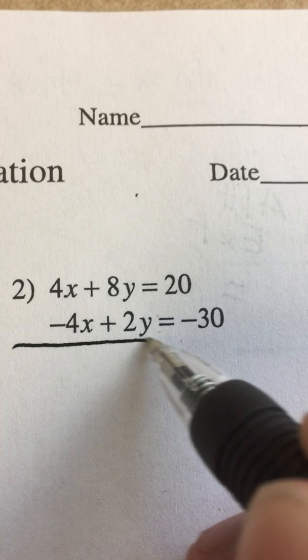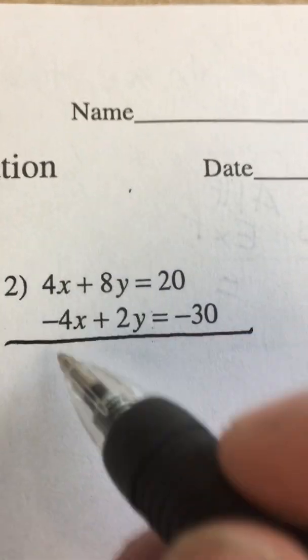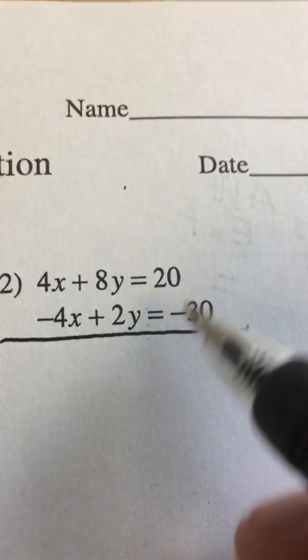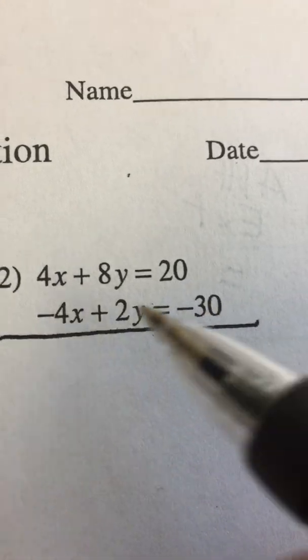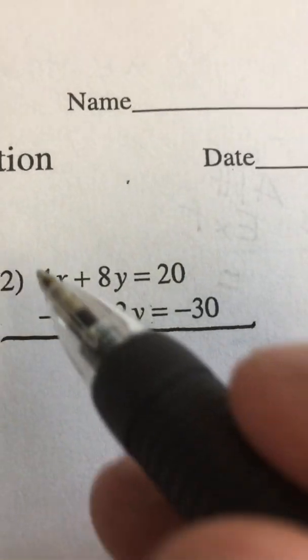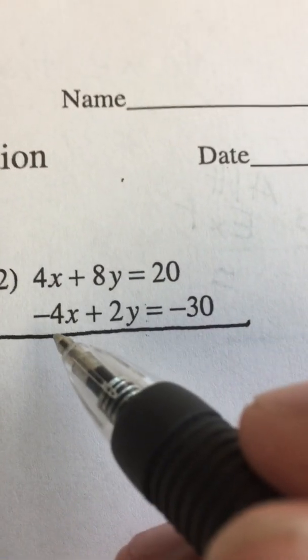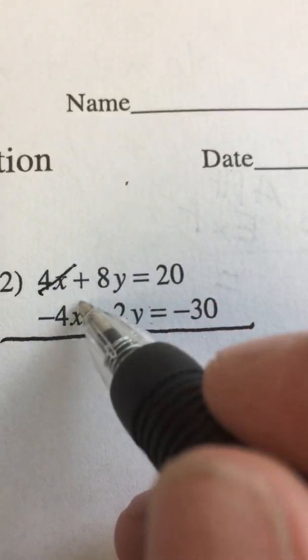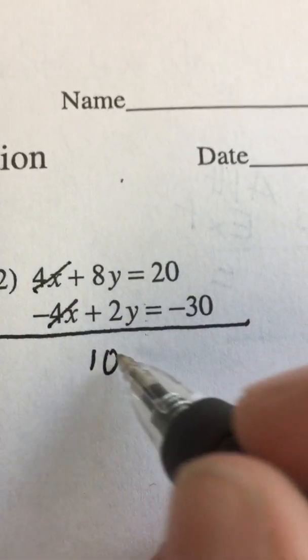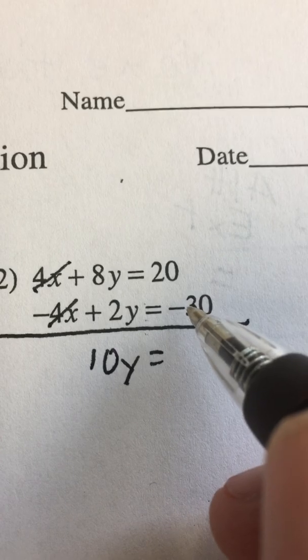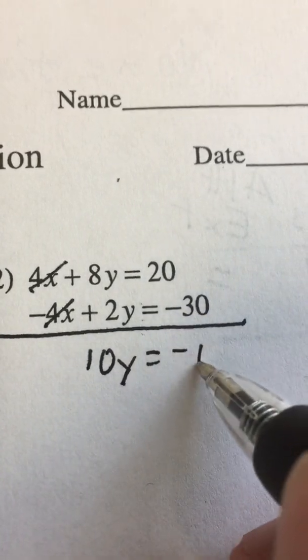Now, I made sure that the x is matched up, the y is matched up, the equal sign's matched up, and I have numbers on the end. And then I look to make sure that one of these is going to disappear. So if I add the 4 and negative 4, will the x's go away? Yes, these just cancel each other out, right? So then I'm left with 10y equals 20 minus 30, so minus 10.